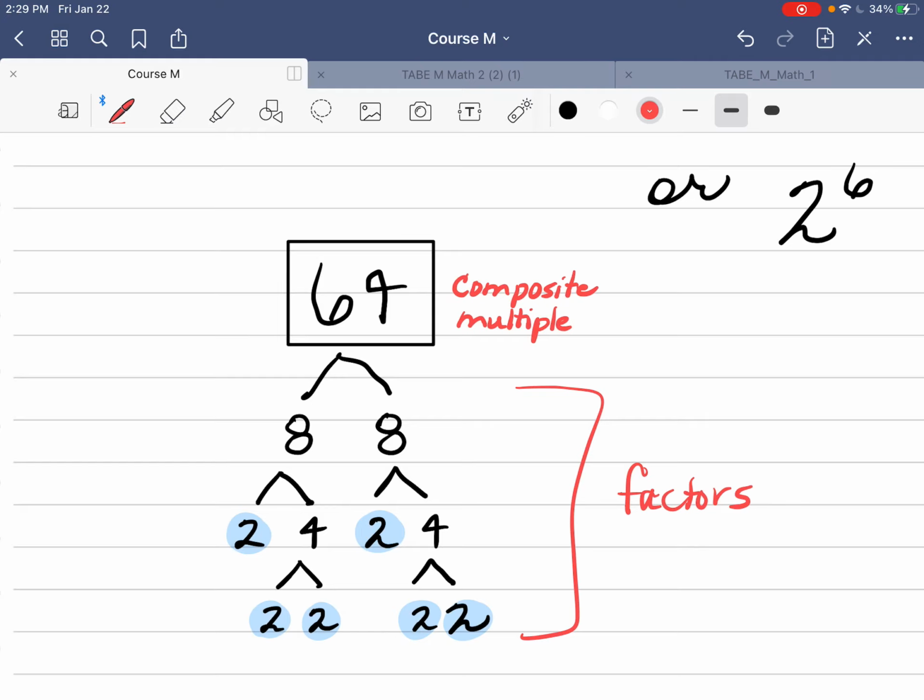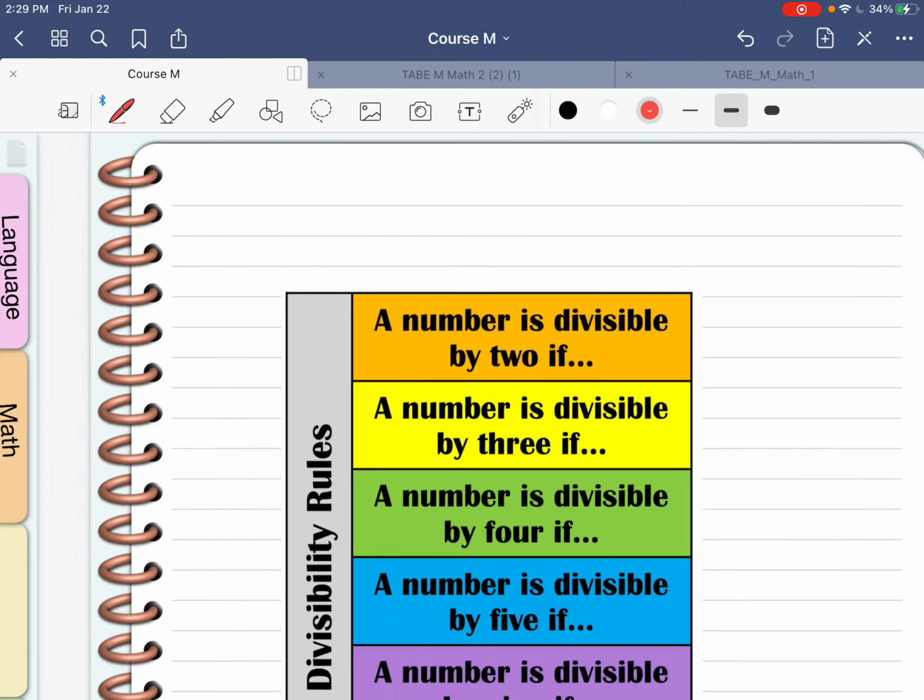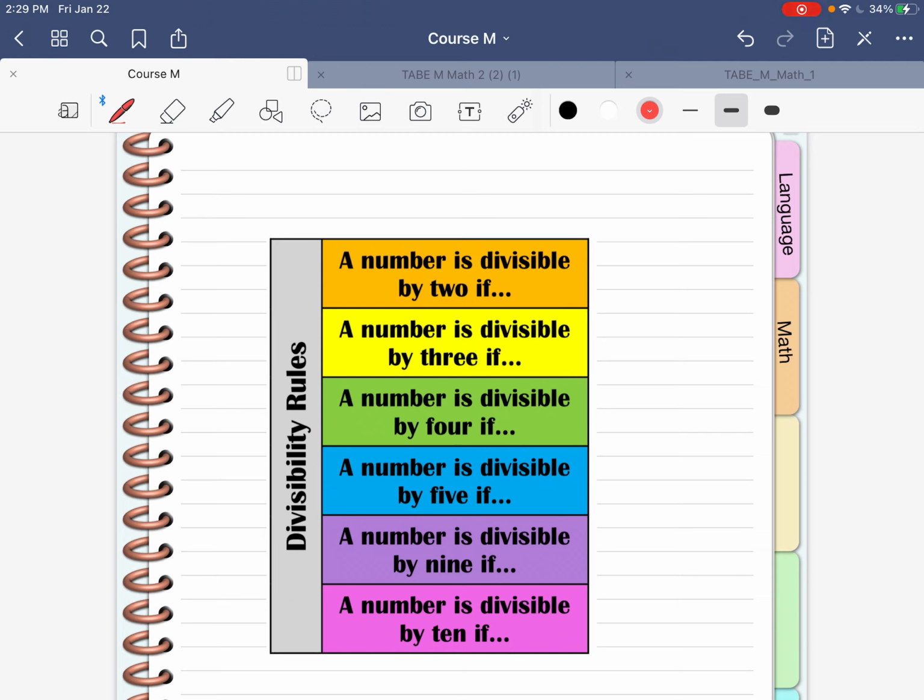All right, in the next video we're going to look at this memory piece. So if you don't have this already prepped, you want to do that before the next video clip, and I will take you through the rules of divisibility for each one of these.